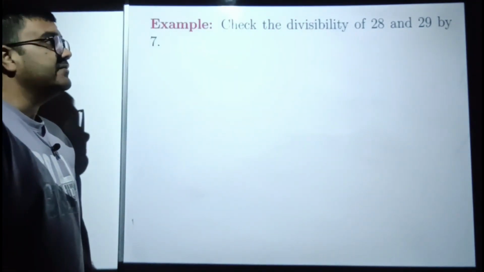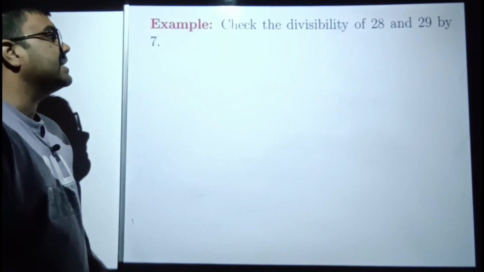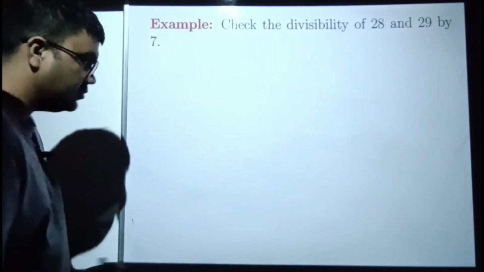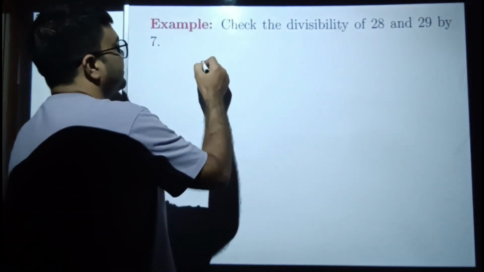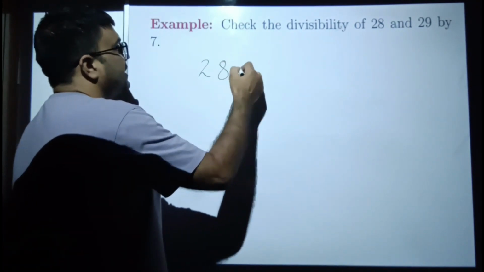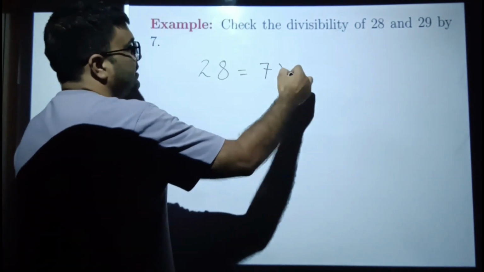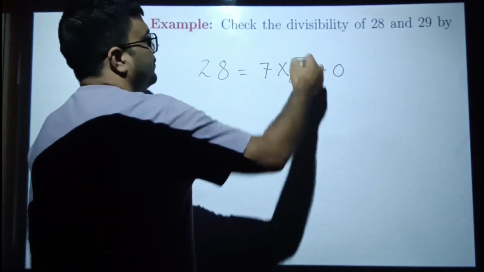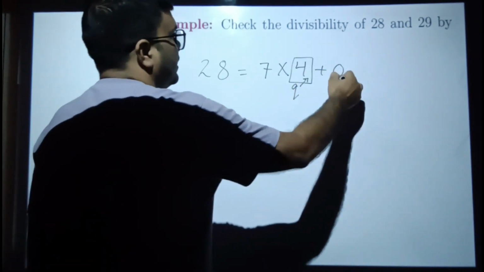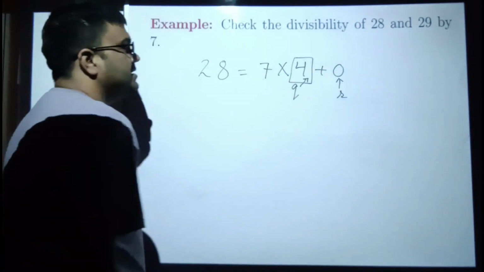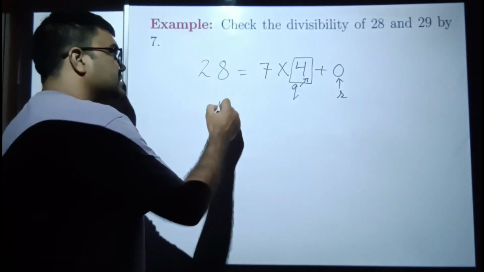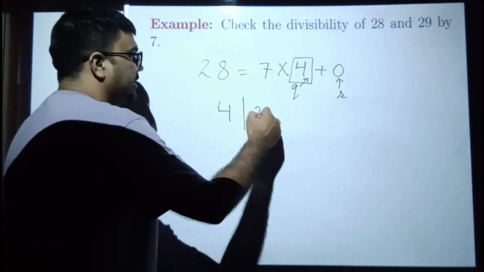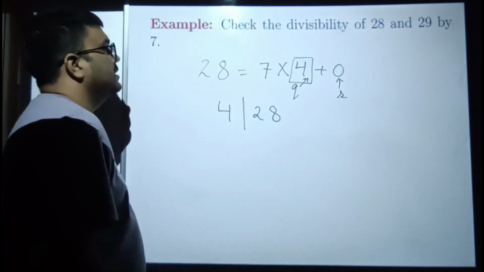So we have to check the divisibility of 28 and 29 by 7. To check the divisibility of 28 by 7, we can write 28 as 7 into 4 plus 0. The value of q that we have is 4, and the value of r is 0. So what we obtain is that 7 divides 28.